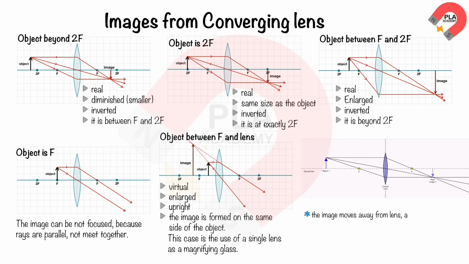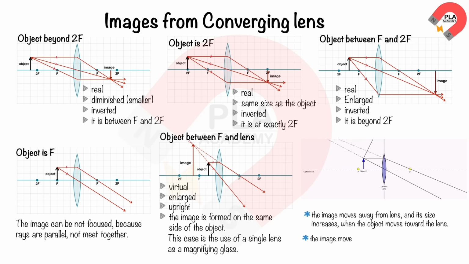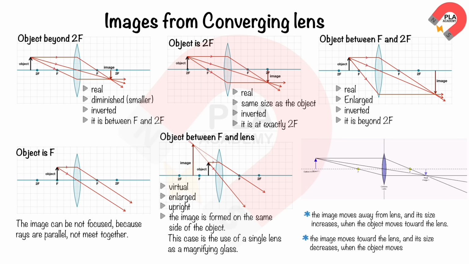We can see that the image moves away from the lens, and its size increases, when the object moves toward the lens, while the image moves toward the lens, and its size decreases, when the object moves away from the lens.